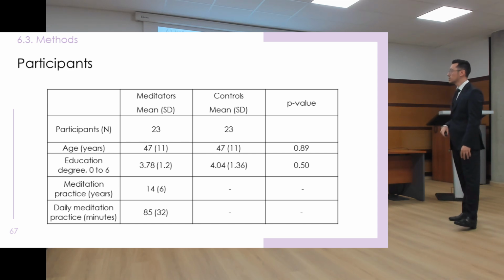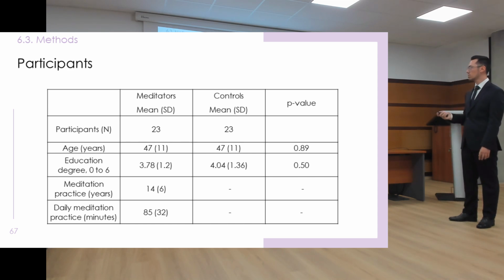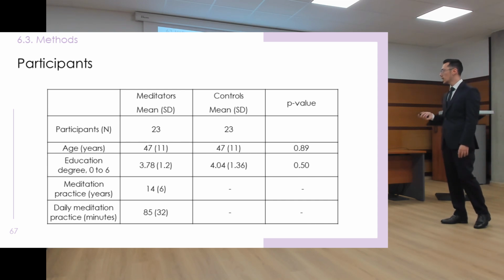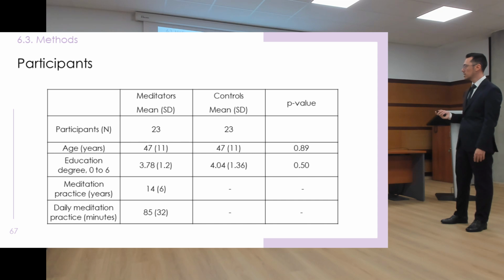So 46 volunteers participated in the study, 23 Sahaja Yoga meditation experts, and an equivalent group of 23 non-meditators. As you can see, meditators average 14 years of daily practice and 85 minutes of daily meditation practice.